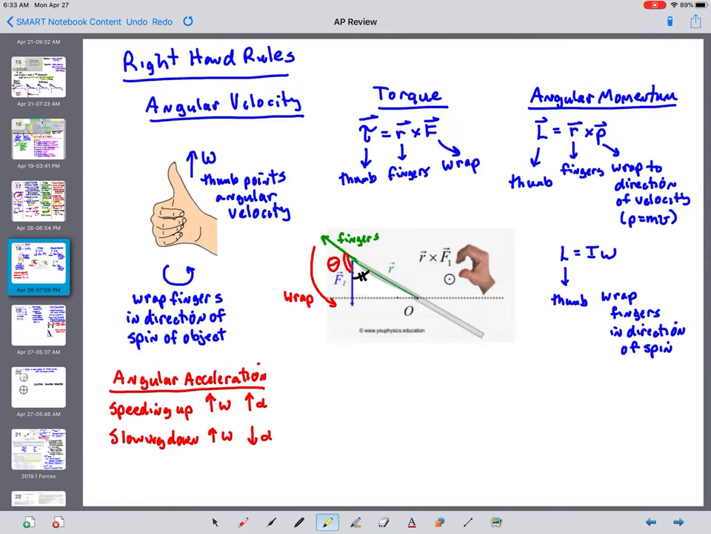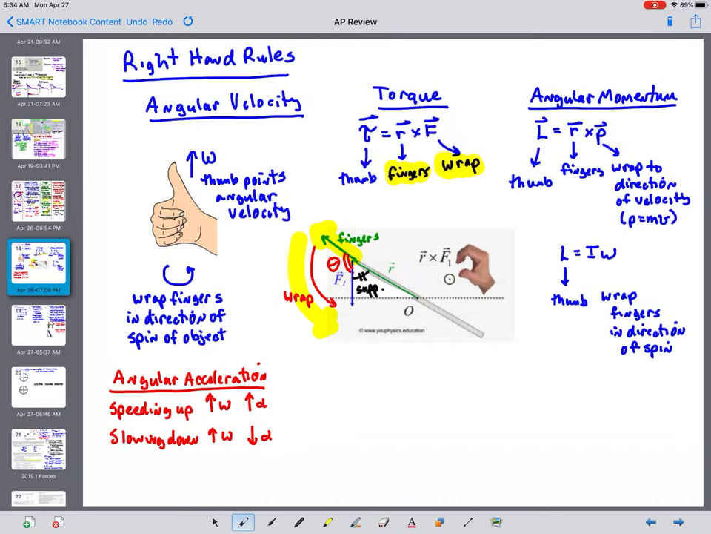Torque, the R cross F. Fingers in the direction of R, wrapped into the direction of F as shown here. You would then bring your fingers down to the direction of the force, and then your thumb is going to point the direction of the torque vector. It is again always along an axis. Theta then is the angle between that R and that F. Keep in mind that your sine value, whether you take the angle I have drawn there or the supplement of theta, is going to give you the same value, so either one is fine.